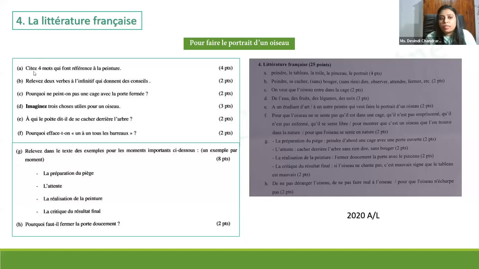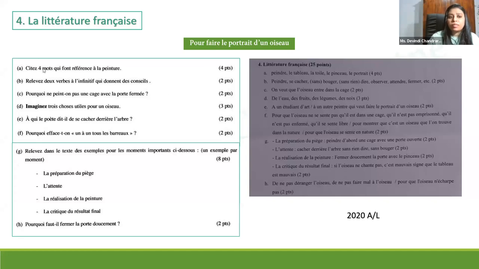So if the question is asking you to cite four words that make reference to the painting, you have to remember this is something that I have to take out from the poem, right? So you know that there is a painting appearing, like it's the major thing that is appearing in this particular poem. But in the marking scheme, you only have given peindre, la table, la toile, le pinceau, le portrait. You have given so many words which make reference to the painting, but it is not a complete sentence. So what you have to remember here is you have to provide a completed sentence as your answer.